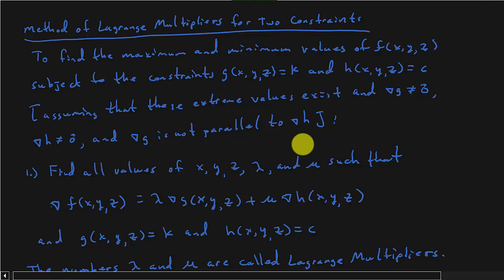All right. We've got one more example to work and we will be done. The method of Lagrange multipliers for two constraints.